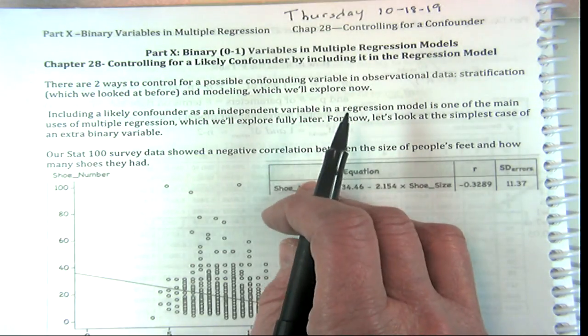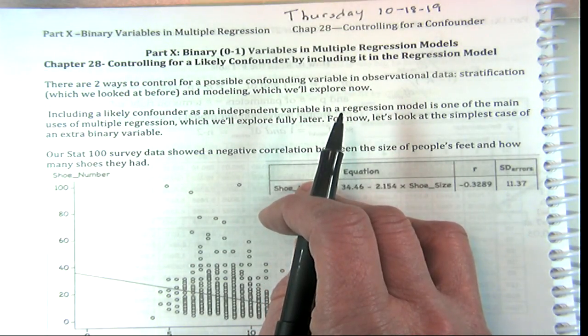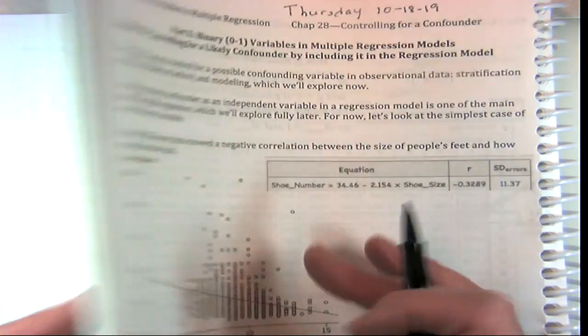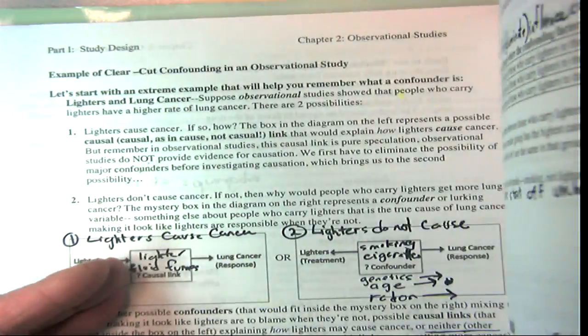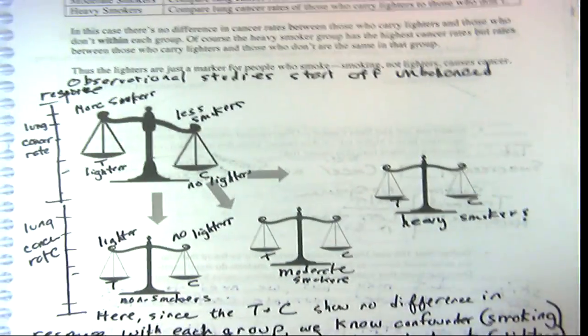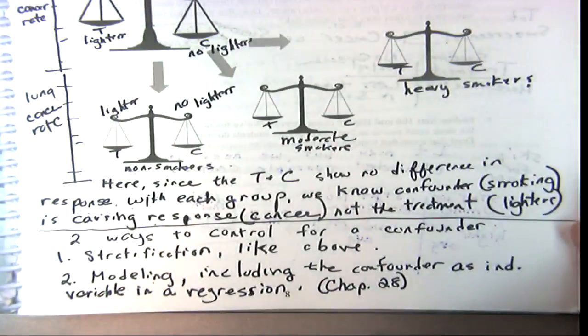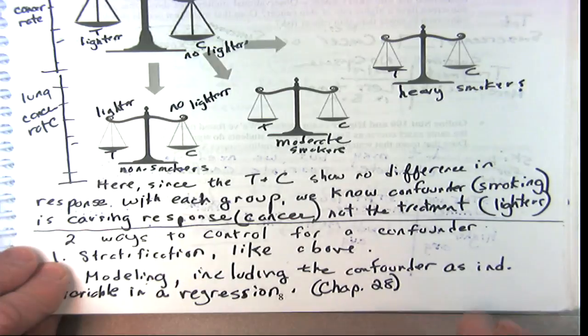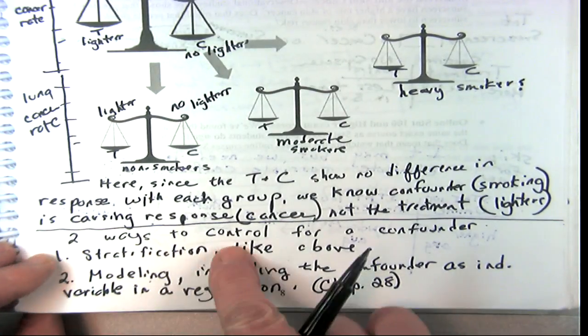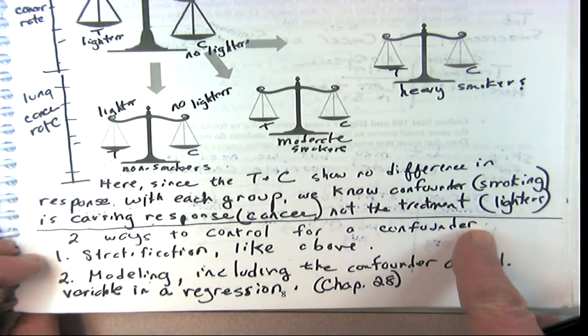And it's very similar to what we talked about. I think it was way back on page 8, if I'm not mistaken. Let me just see if I can pull that up for you. Yes, it was back on page 8, at the bottom of the page, when we were talking about stratification, I said there's two ways to control for a confounder.